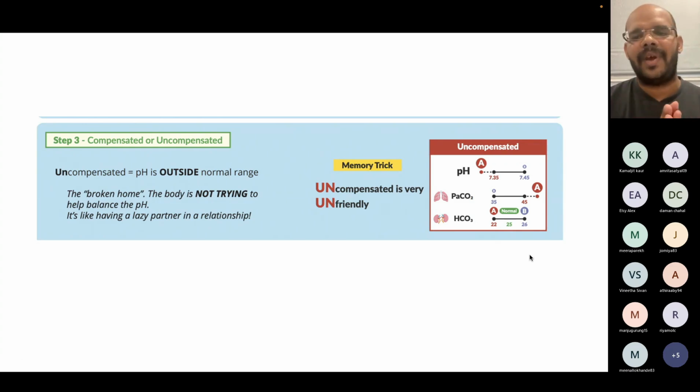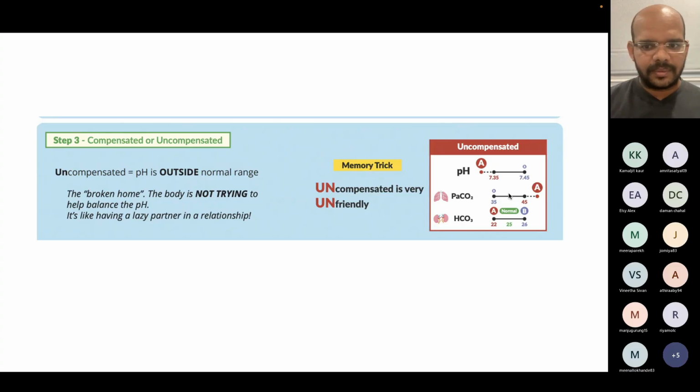Okay, so if you see pH abnormal, and either PCO2 or bicarb is normal and one is abnormal, in that case, it means that your body is not compensating. Okay, if the problem was with bicarb, then your lungs would have compensated for it. But in this case, both are not helping each other. So that is why it is known as uncompensated.